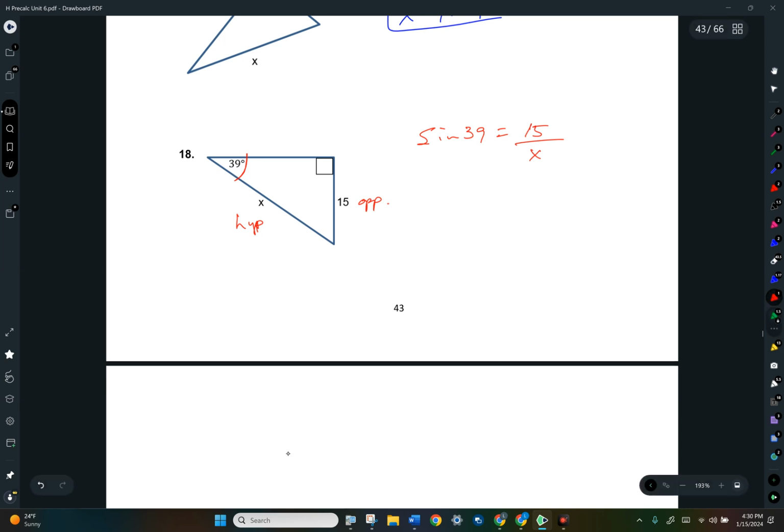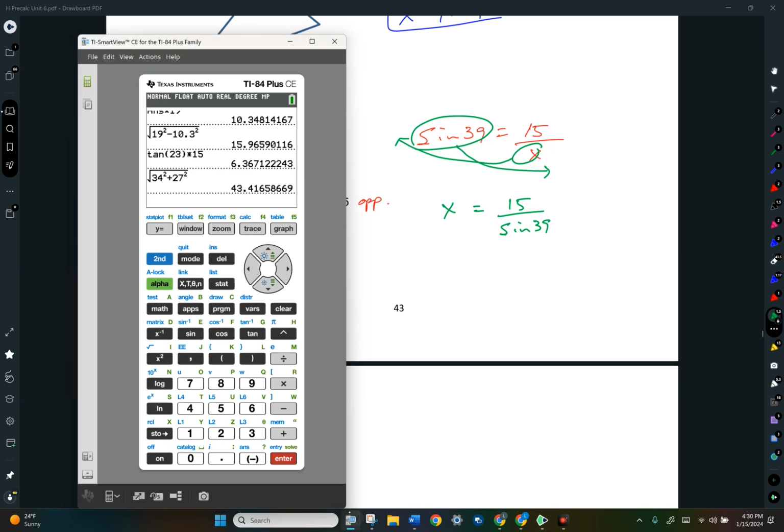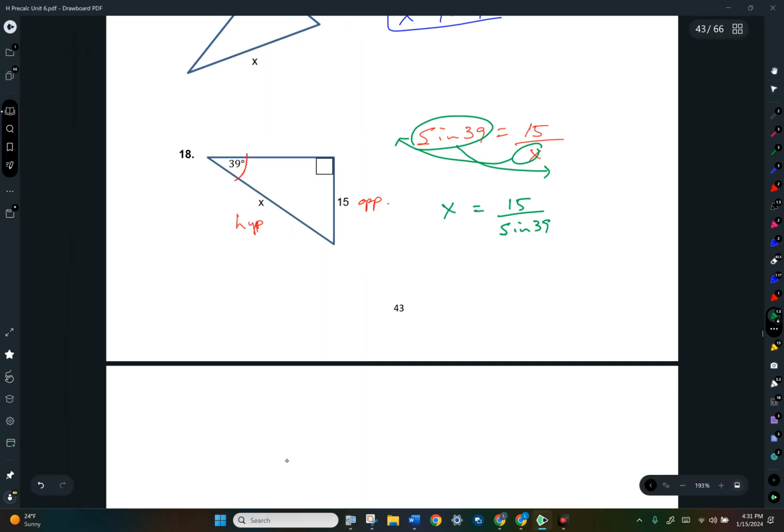So picture it this way. If I'm going to solve, I'll multiply by x. That's going to move it up here to the left. And then I'll divide by the sine of 39. That's going to move it down to the bottom. So in my calculator, I'm just going to put in 15 divided by the sine of 39. And that's going to give me x is going to be 23.8.